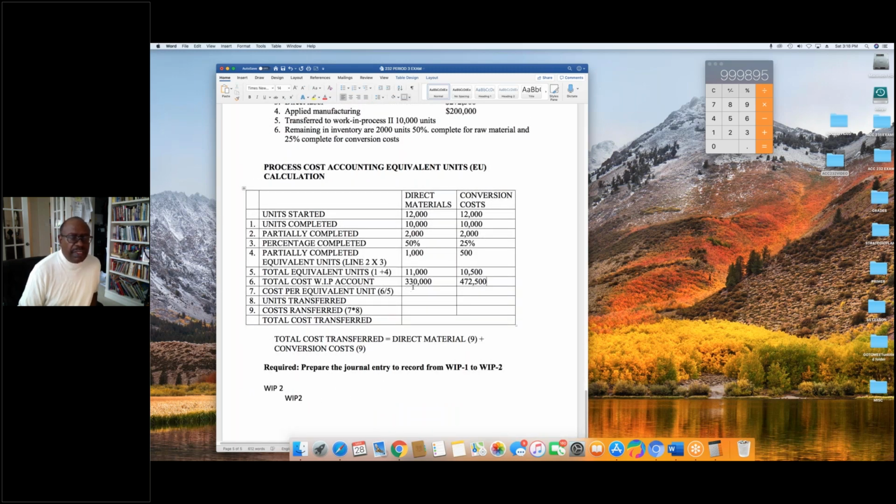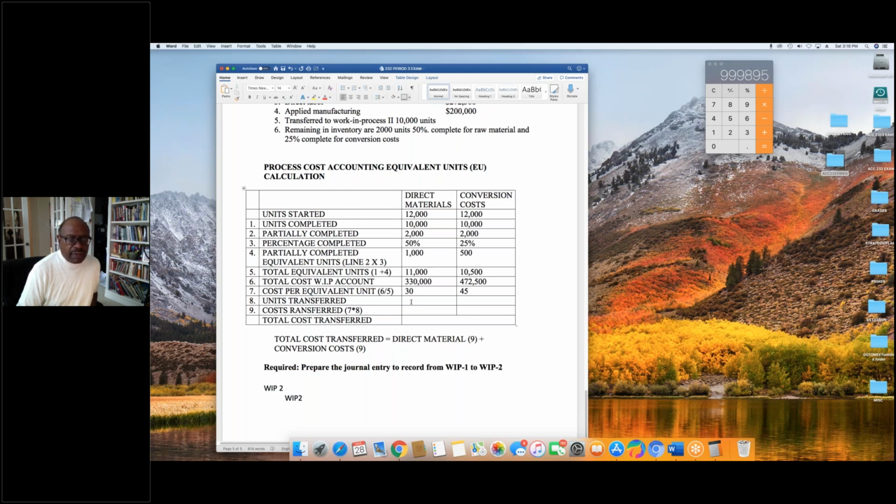So the cost per equivalent unit, another weighted average calculation, we're going to divide the total cost on line 6 by the quantity on line 5. And so we come up with a cost per equivalent unit of $30 for direct materials. And for the conversion cost, we come up with $45. We just simply divided line 6 by line 5.